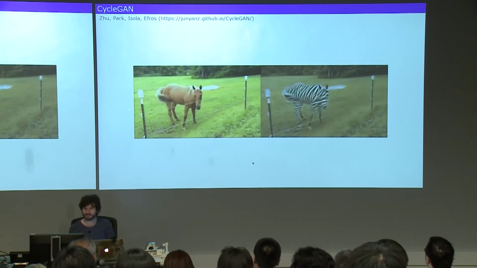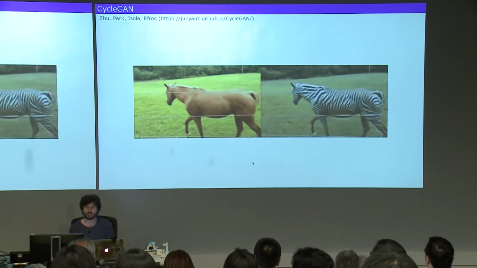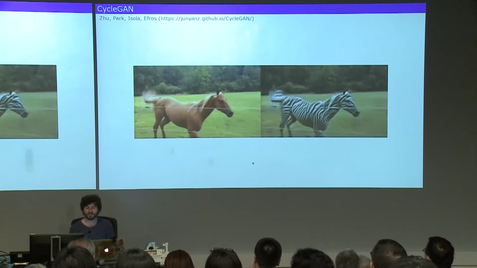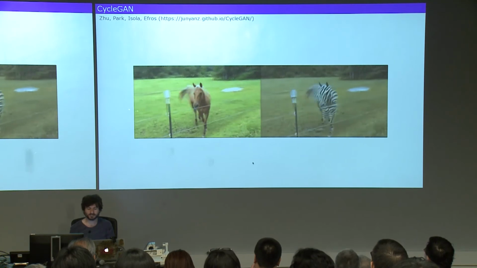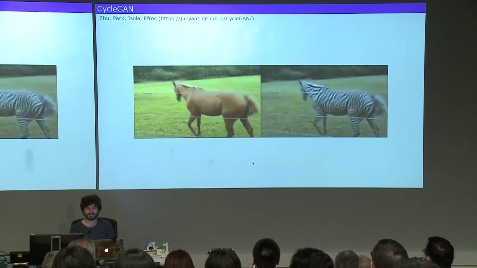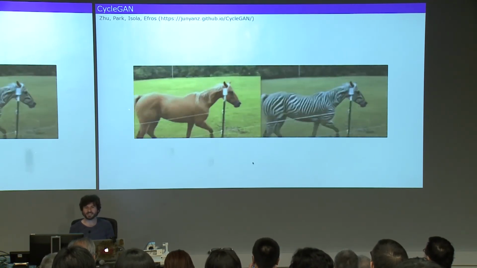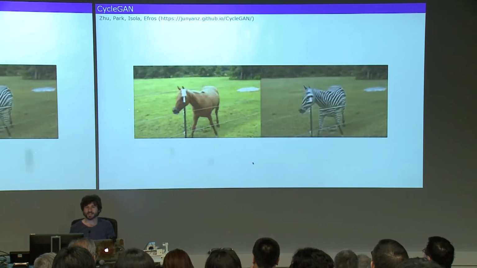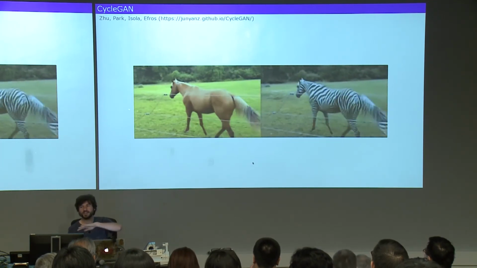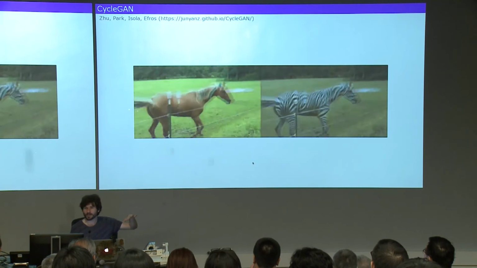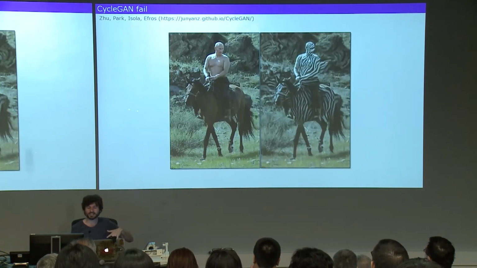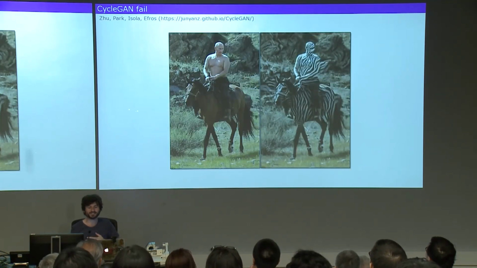Now it's not perfect. You notice that whenever the zebra passes by, the pole becomes striped a little bit. That's because the network does not know where the zebra ends exactly and where the rest of the world begins, and so that leads it to make some really funny mistakes.